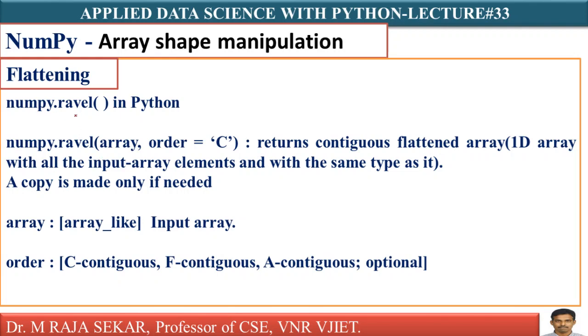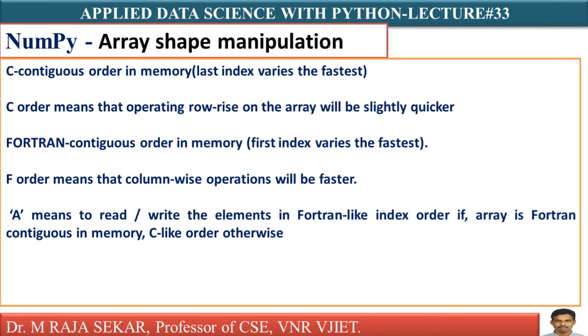The syntax of numpy.ravel takes two arguments. The first argument is array, and the second argument is order. This second argument, order, is an optional argument. I will discuss it in my future data science classes. For the time being, we will understand with the first argument. First, let me explain this ravel function with the help of an example.